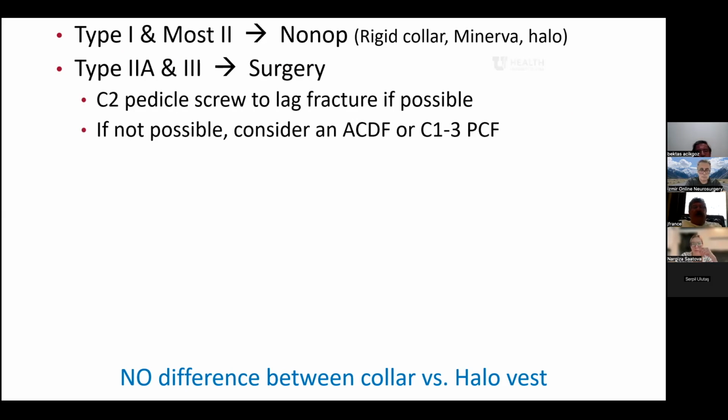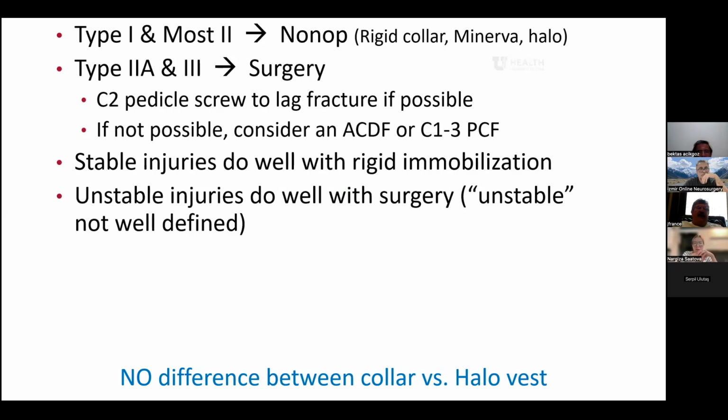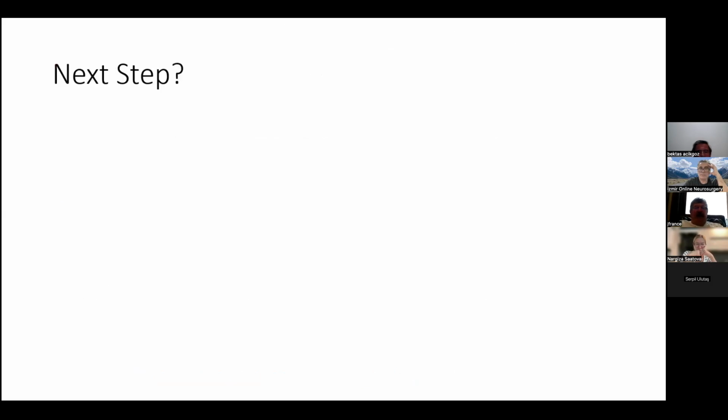If the C2 fracture is amenable to a lag screw, that's my preferred form of treatment because it's direct fracture fixation. If that's not possible, that's when I consider an ACDF or a posterior cervical instrumentation without fusion. But stable injuries do well with rigid immobilization, and unstable do well with surgery. That's the only conclusion we can reach, but the problem is how we define unstable. And beware the Hangman fracture variant, but if we see from that paper, it's a pretty interesting conclusion that most of these can be treated non-operatively and heal quite well.